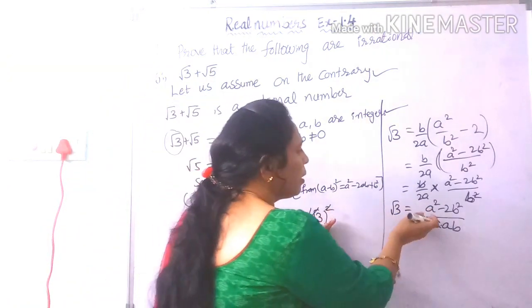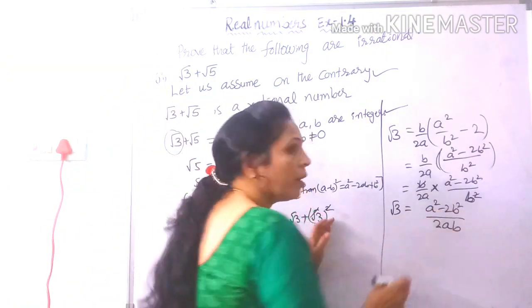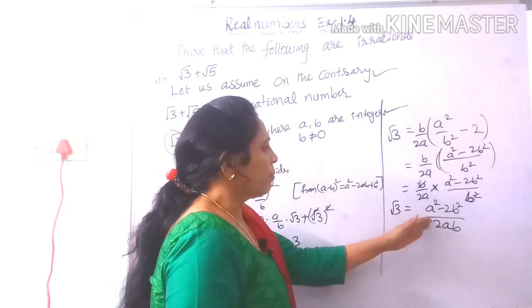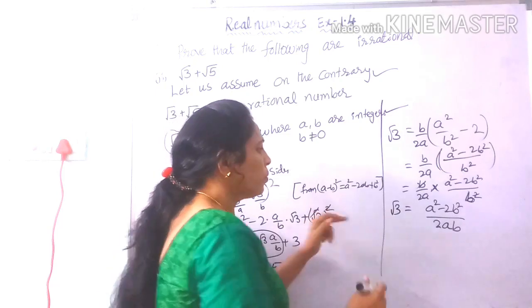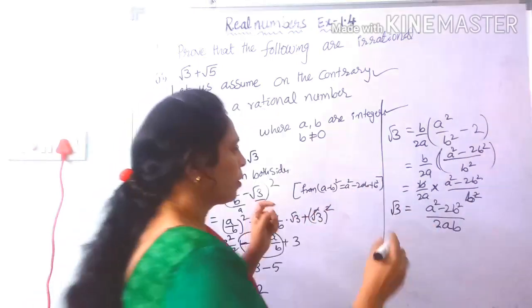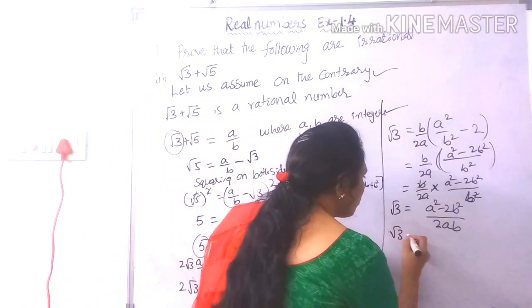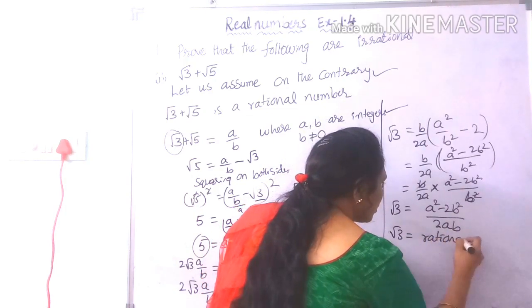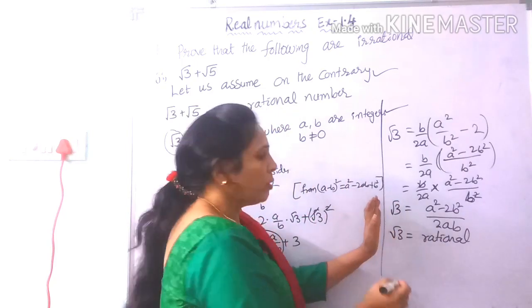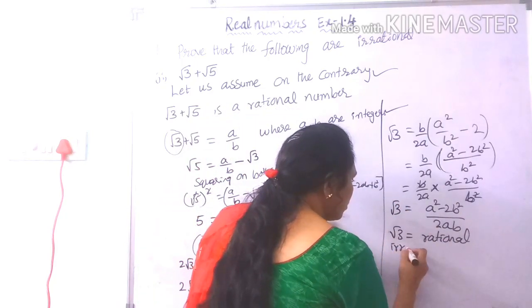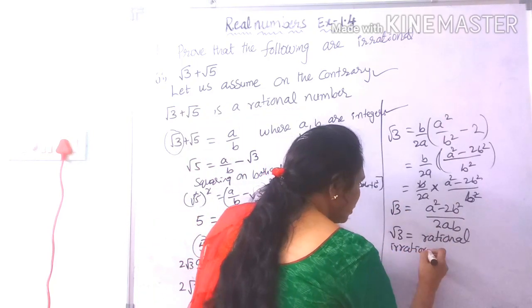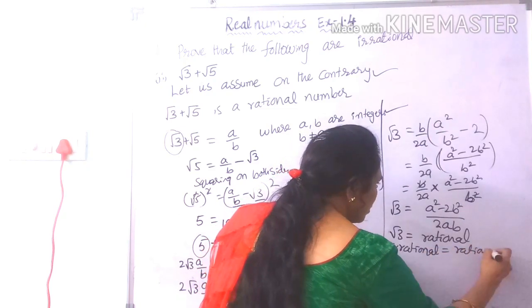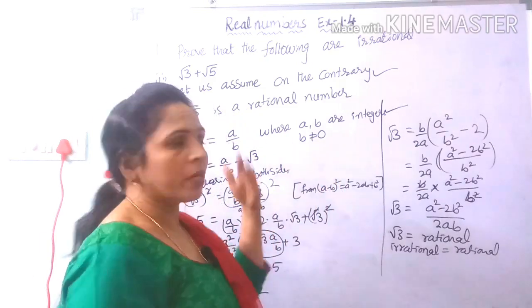Since a, b are integers, this is of the form p by q. So root 3 is rational. This whole part is rational. But root 3 we have known, root 3 is irrational. So an irrational number can't be rational. So our assumption is wrong.